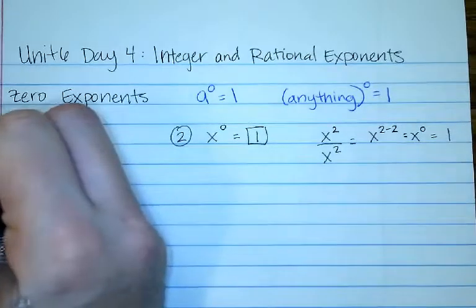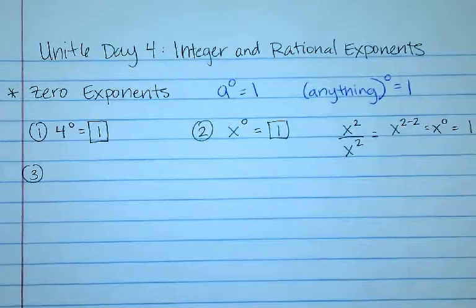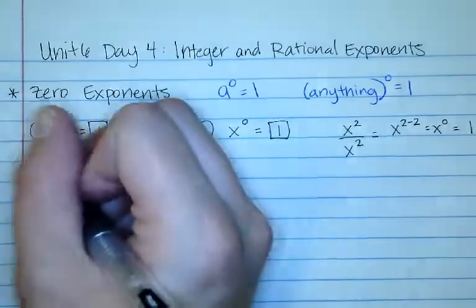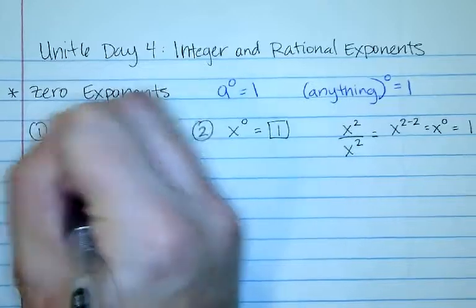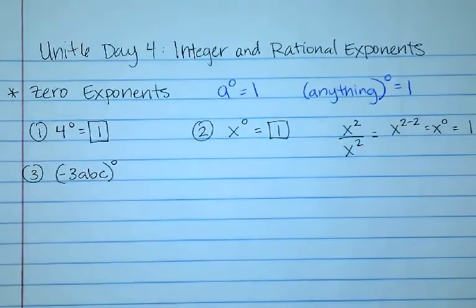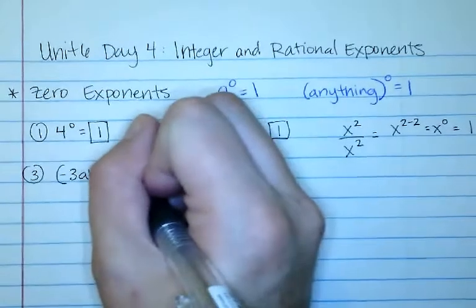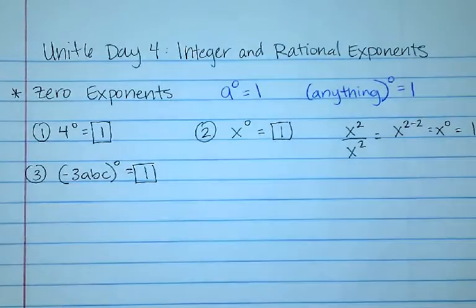All right? So let's look at number 3 here. Our example for number 3 is going to be negative 3abc. All of that is in parentheses, and we're going to raise it to the 0 power. And what's that going to be, y'all? 1. Exactly. We're not doing rocket science here. Anything to the 0 power is equal to 1.